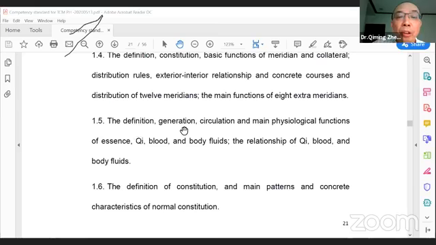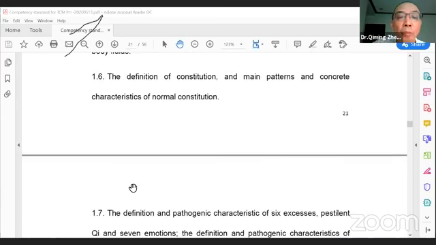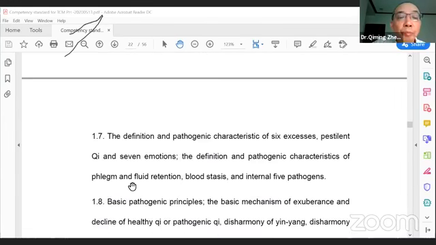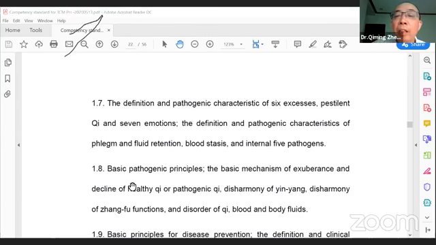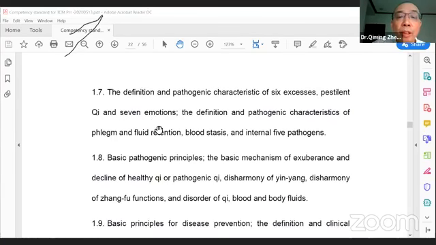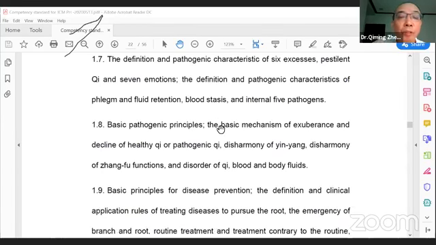The definition, generation, circulation, and main physiological functions of essence, qi, blood, and body fluids. The relationships of qi, blood, and body fluid. The definition of constitution and main patterns and concrete characteristics of normal constitution. Point 7, the definition of pathogenic characteristics of 6 excesses, pestilent qi, and 7 emotions. The definition of pathogenic characteristics of phlegm and fluid retention, blood stasis, and internal fire pathogen.